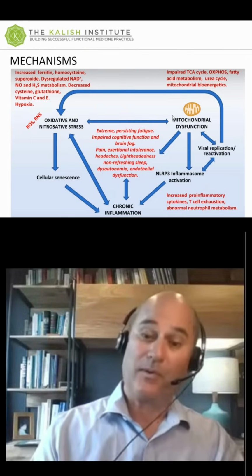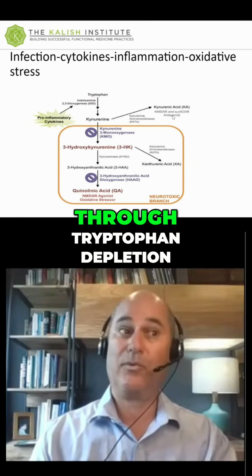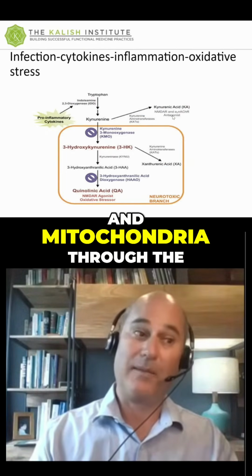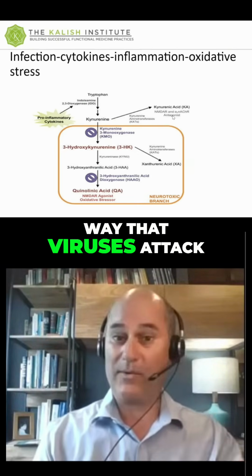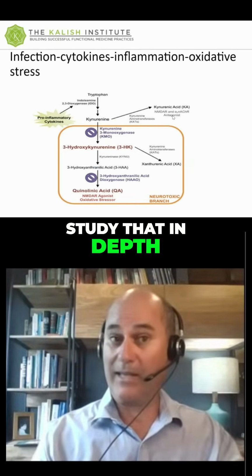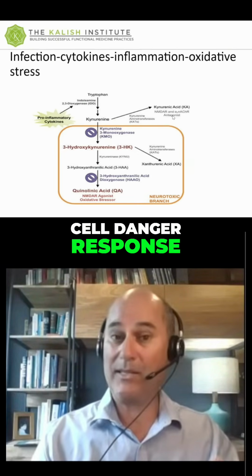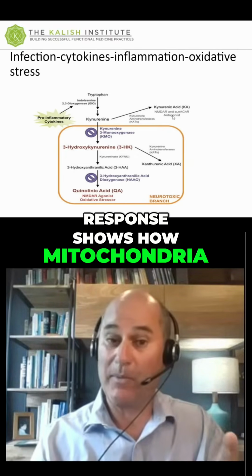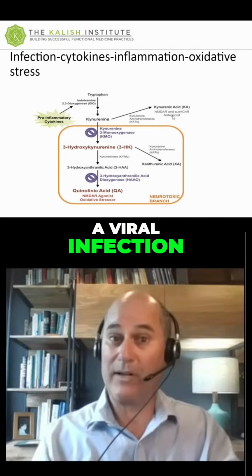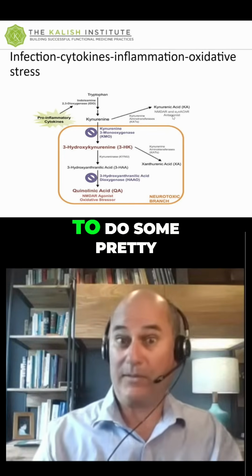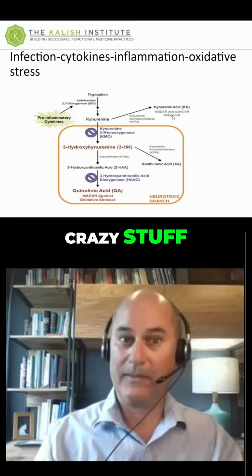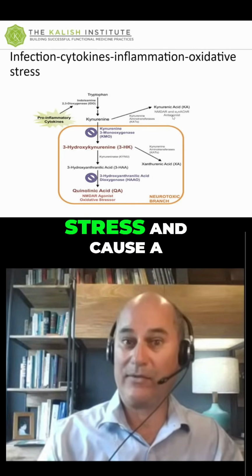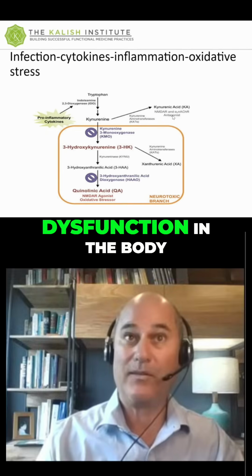Both the brain, through tryptophan depletion, and mitochondria, through the way that viruses attack. If you want to study that in depth, there's something called the cell danger response. It really gets into depth on that. But the cell danger response shows how mitochondria in the presence of a viral infection start to do some pretty crazy stuff. Okay, they start to generate a lot of oxidative stress and cause a lot of dysfunction in the body.